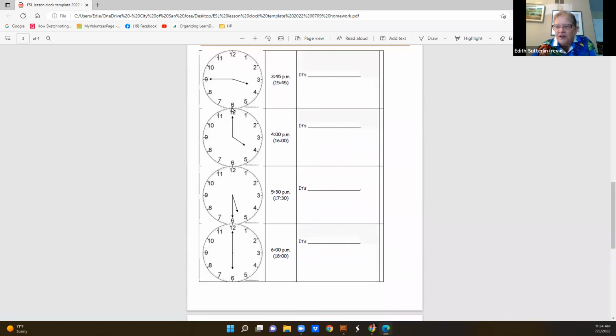What time is it here? Well, it's 3:45. Okay, we have 15 minutes before 4, so we say 3:45. When you look at your digital clock, we'll just say 3:45. But if you remember the analog clock, it's three quarters of an hour. It's 3:45.